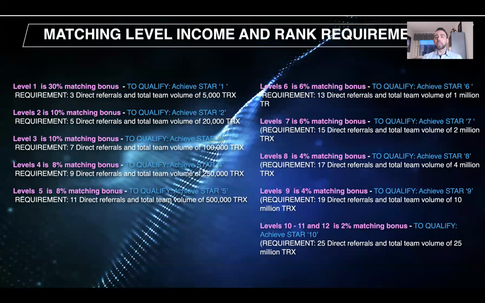Level 7, 15 directs and a total team volume of 2 million Tron. Level 8, 17 direct referrals and a total team volume of 4 million Tron. Level 9, 19 direct referrals and a total team volume of 10 million Tron. And to activate levels 10, 11, and 12, finally, you will need 25 direct referrals and a total team volume of 25 million Tron.